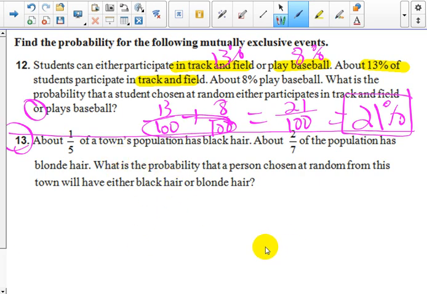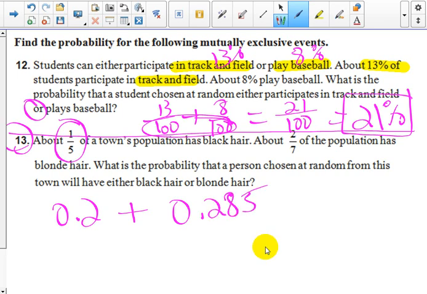Yeah, because you're talking about population. Well, look at this. You've got 1/5 of the population. So here I would go ahead and turn that into a decimal. What is 1/5? 0.2. And then what is 2/7? 2 divided by 7 is 0.285. Let's go ahead and round that up. That would be about 0.29. All right. So when you add 0.2 plus 0.29, what do you get?